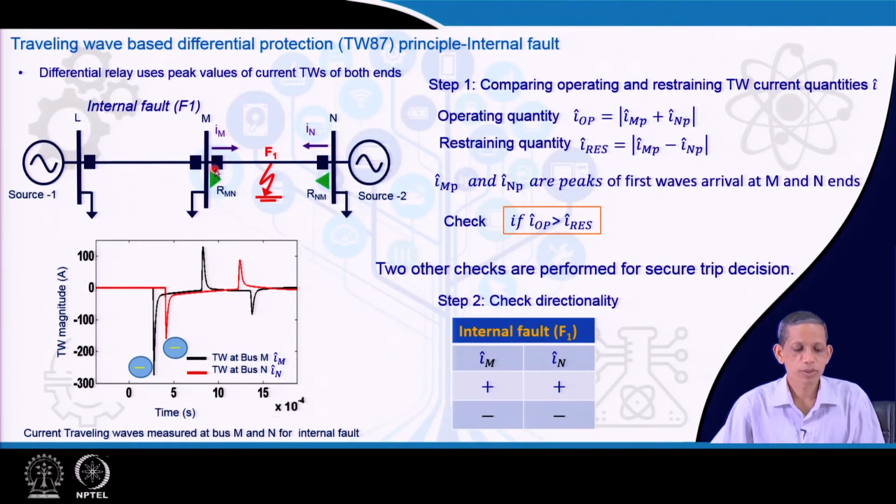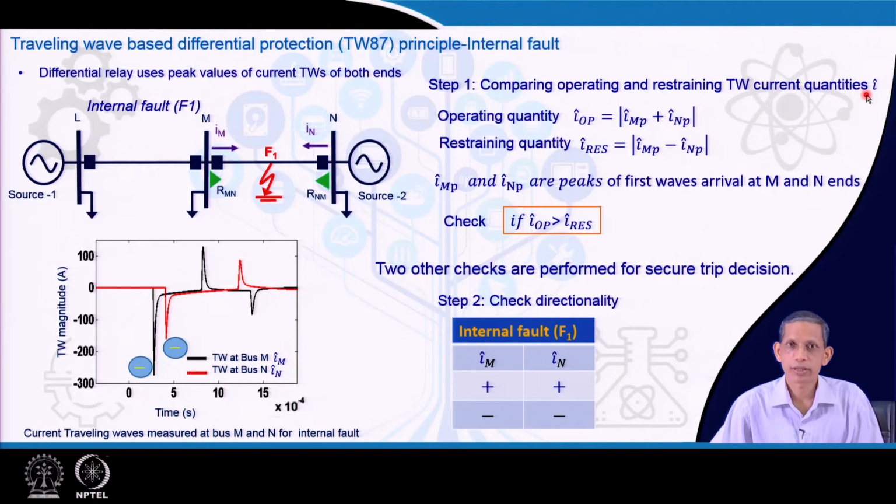So, from the sample values at this location and this location, they obtain the travelling wave components as shown here, and they exchange the corresponding information through dedicated fiber optic cable. So, what they use is the peak value of the travelling waves. So, what I do here is step 1, compare the operating and restraining travelling wave quantities.